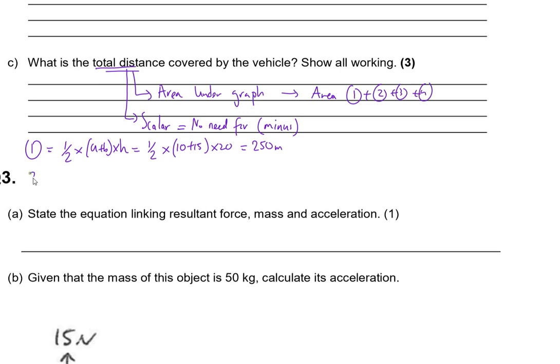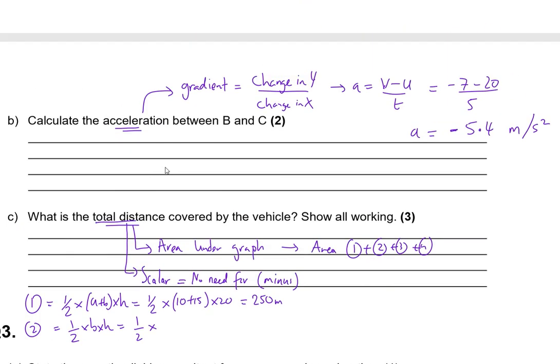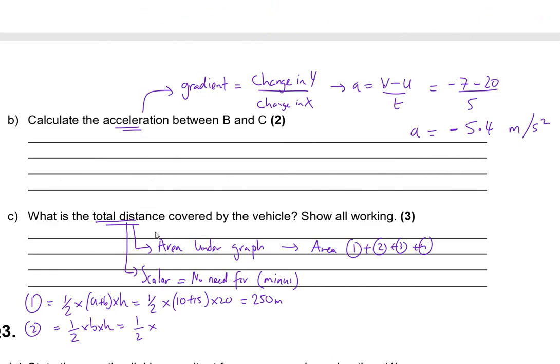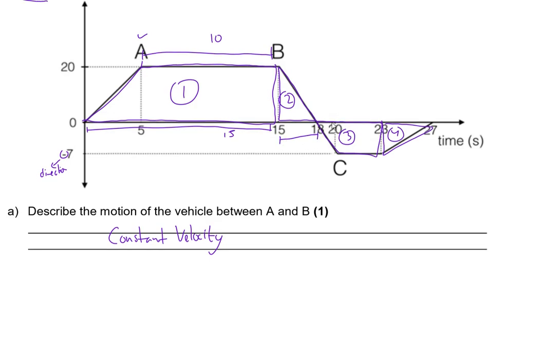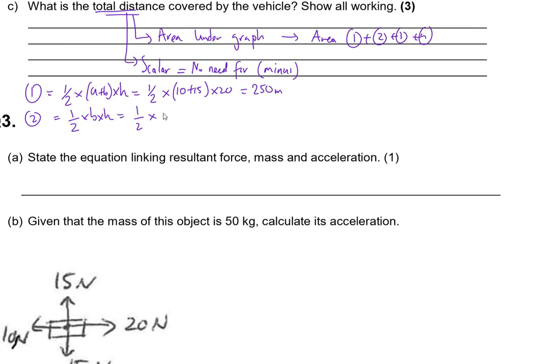Now we need to do number 2 again. Number 2 is a triangle, so half times base times height. You can see that I'm adding all the working out, because that's what the question wants, the working out. So half. Now what's the base for this one? From 15 to 18, that is 3. So base times height is 20. So that's 30 meters.